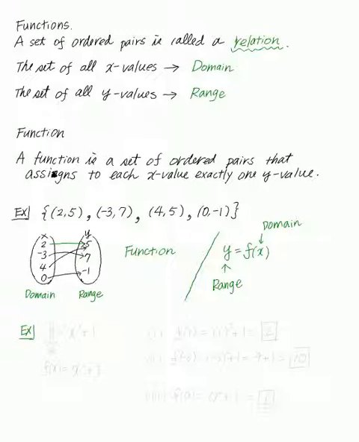Let's take y equals x squared plus 1. I'm going to rewrite this as f of x. F of x equals x squared plus 1. Notice y and f of x are the same thing. This is not f times x.